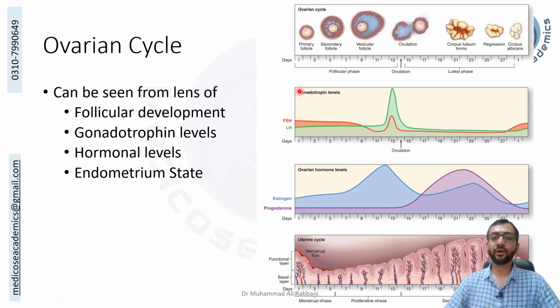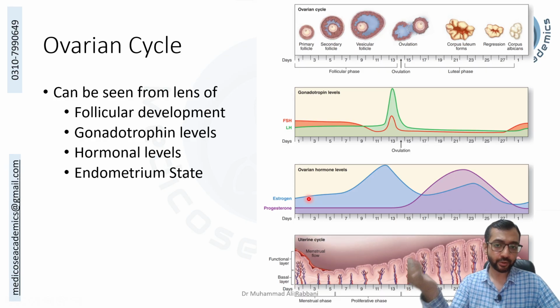The same events can be seen from the aspect of gonadotrophins. You have follicle stimulating hormone and luteinizing hormone. In the first phase, follicle stimulating hormone is dominating, then you have the LH surge, and in the next phase luteinizing hormone dominates. The same events can be seen from the level of reproductive hormones, the estrogen and the progesterone. The initial half up to this point is also called the estrogen phase because that is the one dominating. After ovulation, the luteal phase is also called the progesterone phase because that is the dominating one.